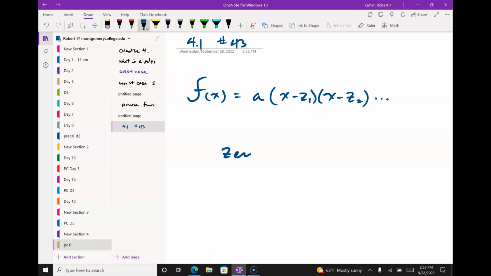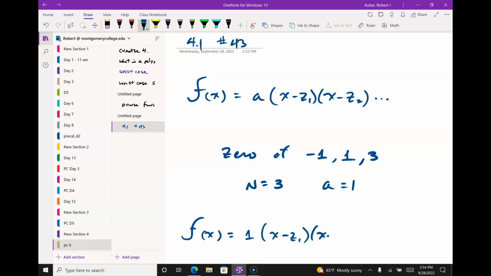So I'm going to have zeros of -1, +1, 3, and n is 3. So I need 3 zeros, right? And a is 1. For us, a will always be 1 unless they tell us differently. Okay? So my model now is 1 times x minus z1, x minus z2, x minus z3. Right? I'm taking my general model and turning it into the model for my problem. I know the value of a. I know there's 3 zeros.